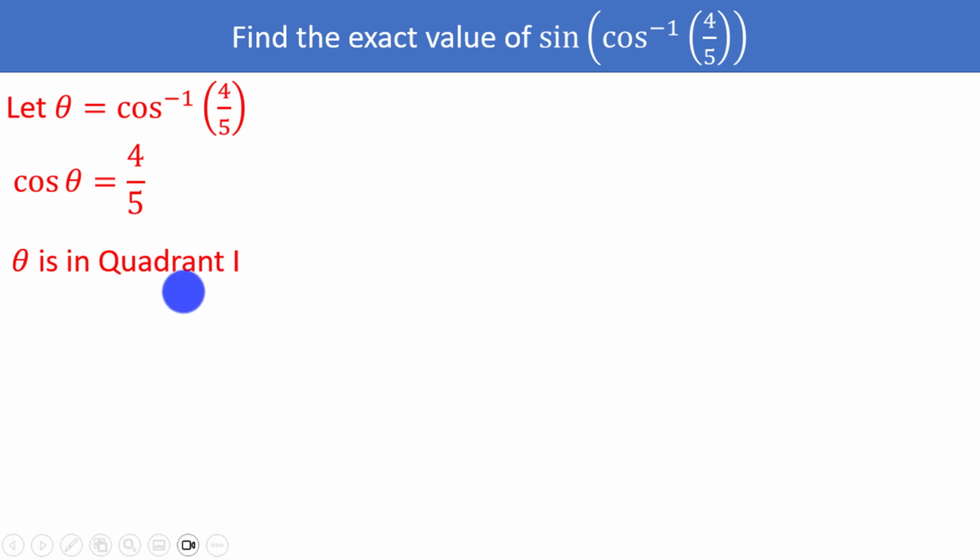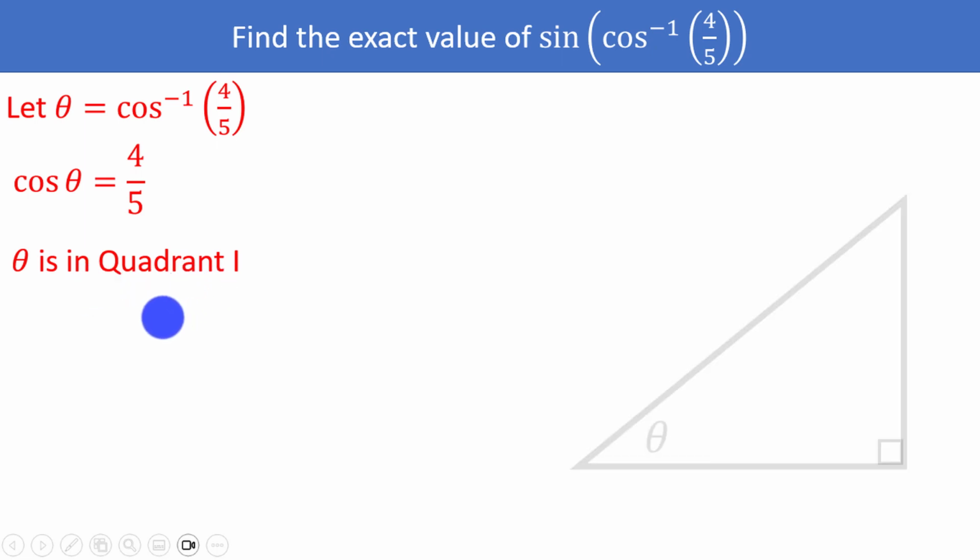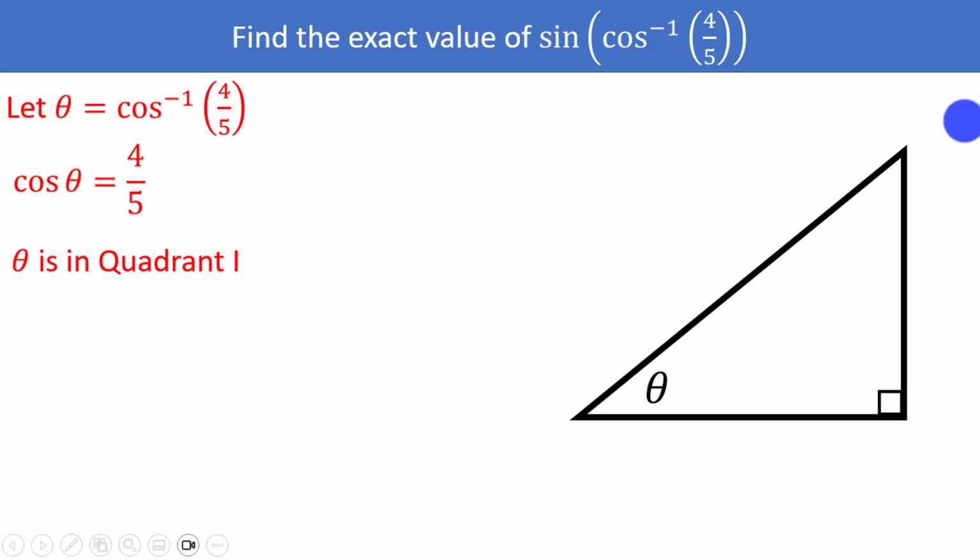So guess what? We are going to have to draw a right triangle. Here is our triangle, stemming off into quadrant 1 if you think of this on a circle, and we have our angle theta right here. We can figure out the side lengths based on our cosine. We know cosine of theta is 4 over 5, and cosine is adjacent over hypotenuse. So the adjacent side must be 4, and the hypotenuse must be 5.